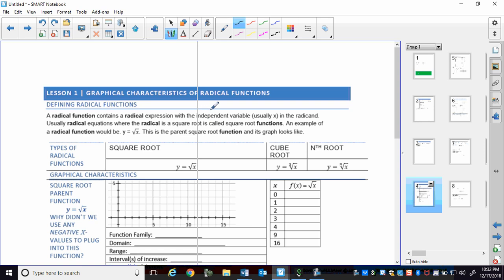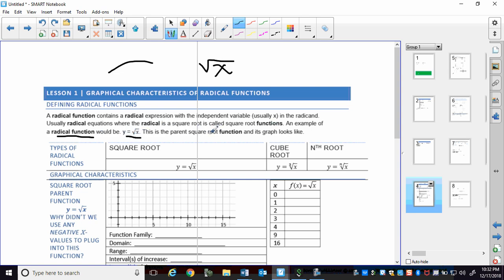So lesson 1 is graphical characteristics of radical functions. So in general, the radical looks like that on a graph. Looks like this as a function. And the radical function contains a radical expression with the independent variable, usually x, in the radicand. And usually, radical equations, where the radical is a square root, is called a square root function. An example of a radical function would be y equals the square root of x.